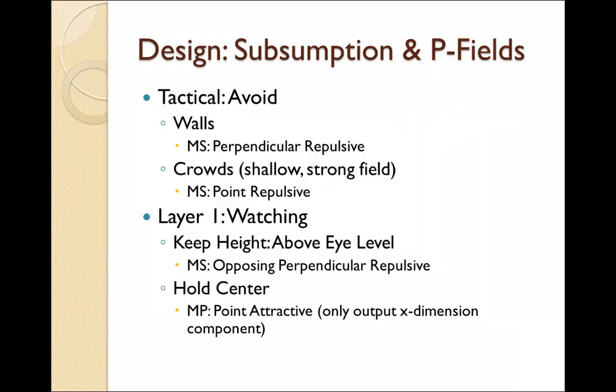The first layer, watching, is active if no other layer is. Then, two behaviors are active. The first, keep height, uses motor schema to generate opposing fields from the floor and ceiling percepts to maintain a height above eye level. Meanwhile, a point attractive field relative to the walls centers the UAV in the hallway.